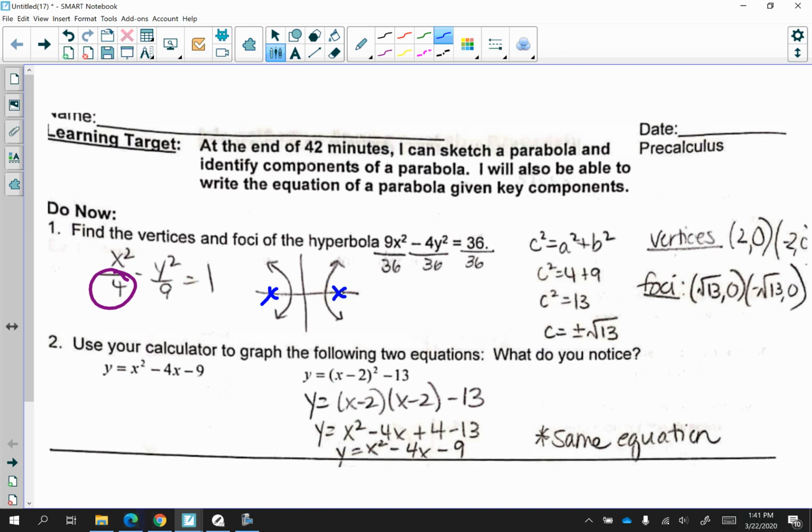Next, for number 2, use your calculator to graph the following two equations. What do you notice? y is equal to x squared minus 4x minus 9. y is equal to (x minus 2) squared minus 13. When you expand y is equal to (x minus 2) squared minus 13, you end up getting the exact same equation. They're just different ways to rewrite the quadratic or the parabola.